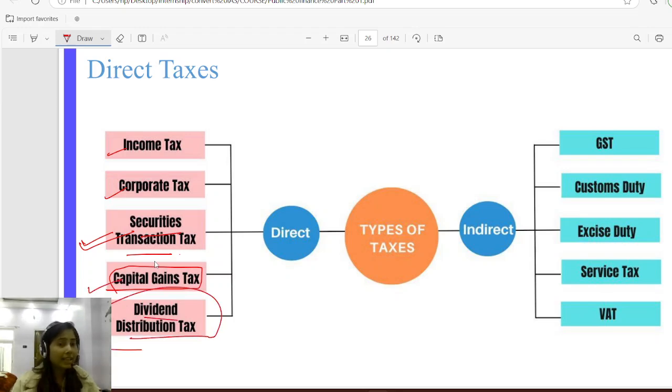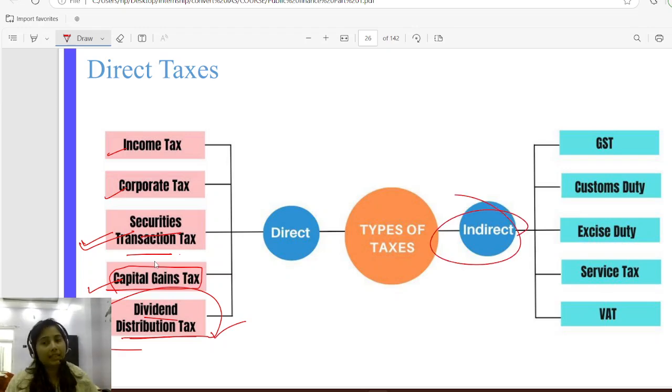Dividend distribution tax: again, when a company is having some profit, they distribute it in some form to their employees in the form of dividend. They used to pay salaries to their employees, but suppose they are getting huge profit in one month, so they want to give the surplus amount to their employees as well, so they give it in the form of dividend. So being an employee, if I am getting dividend from my company, then of course I have to pay certain tax on it, so that comes under dividend distribution tax.